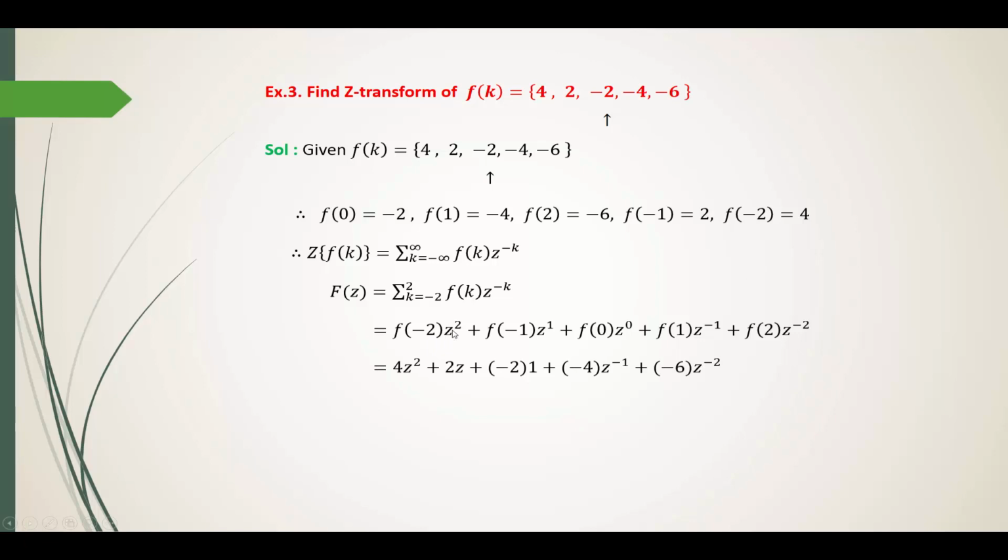Equal to f of -2 is 4, 4 into z to the power 2, plus f of -1 is 2 z, plus f of 0 is -2, z to the power 0 is 1, plus f of 1 is -4 z to the power minus 1, f of 2 is minus 6 z to the power minus 2, equal to 4z square plus 2z minus 2 minus 4 upon z minus 6 upon z square, which is the required z transform.